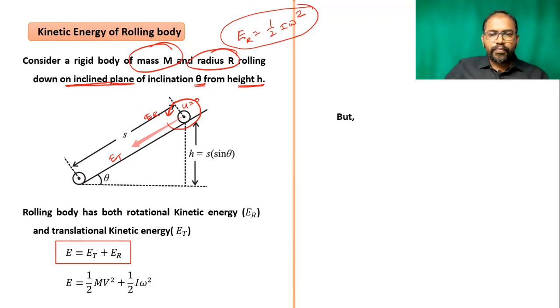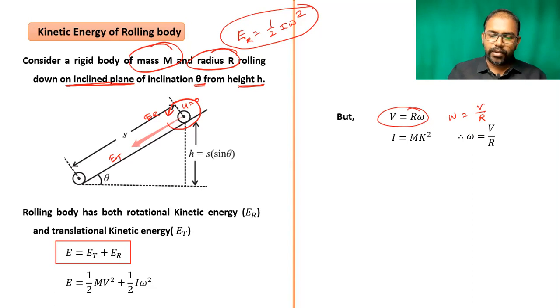Now after that, we have to use the relation between linear and angular velocity. We know that v is equal to r omega. By using that, as well as we know I is equal to mk square. So v is r omega, so I can write omega is equal to v by r. You can see here omega is v by r. So omega square we get v square by r square, because omega square we have to substitute in the equation, omega square and I.